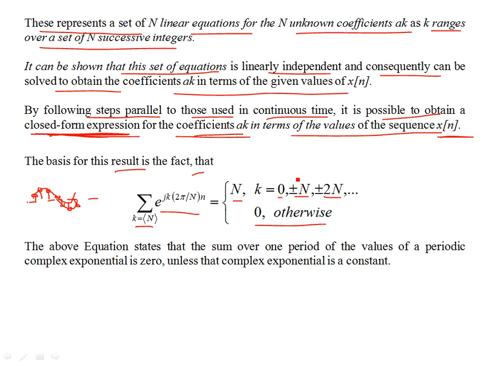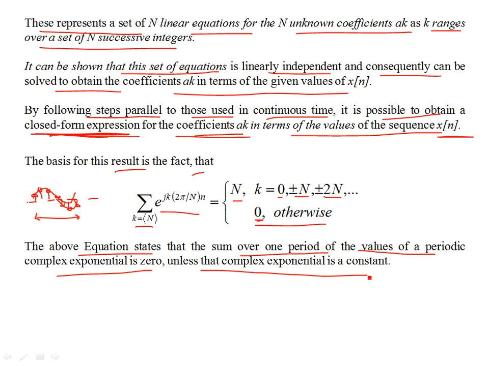So if k is not 0, not capital N, not 2N, so you don't have a constant, you're just going to sum the samples over one period of a sinusoid or a cosine, the result is 0. We're going to use this mathematical fact to find the closed form expression for the Fourier coefficient. The above equation states that the sum over one period of the values of a periodic complex exponential is 0, unless the complex exponential is a constant.